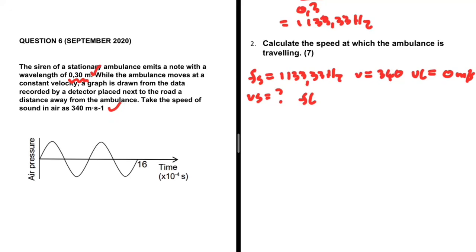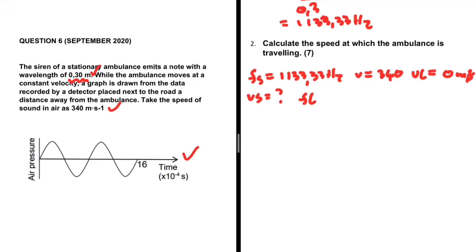A graph is drawn from the data recorded by a detector. So we can find FL from this graph because it is drawn from the information recorded by the detector. So that is actually the key to this question. Right, let's go ahead and take a look and see how we can possibly answer this question.